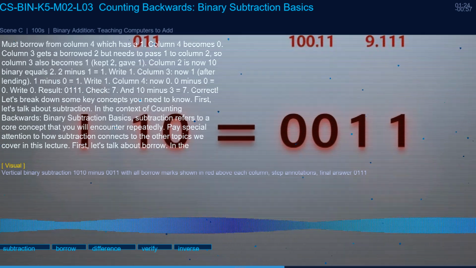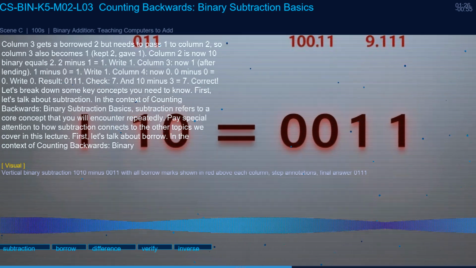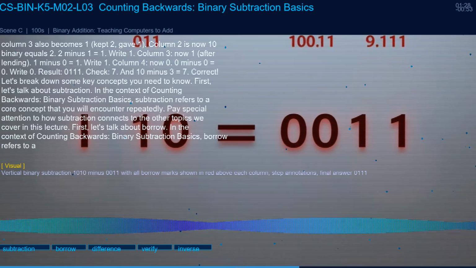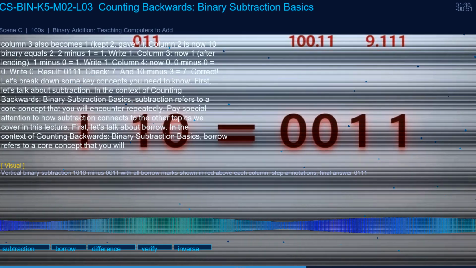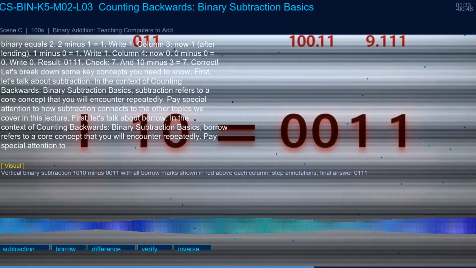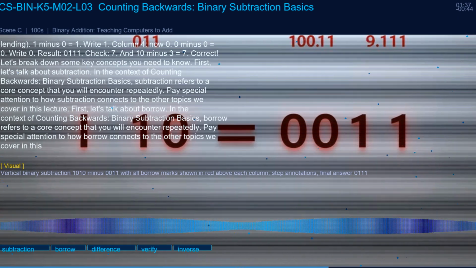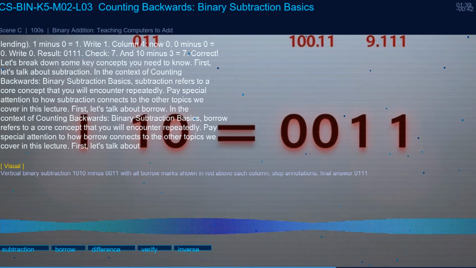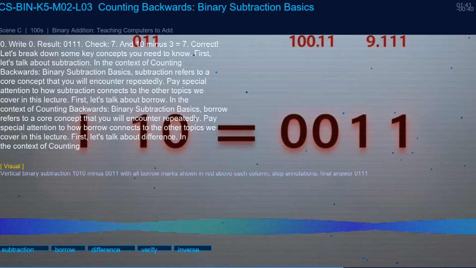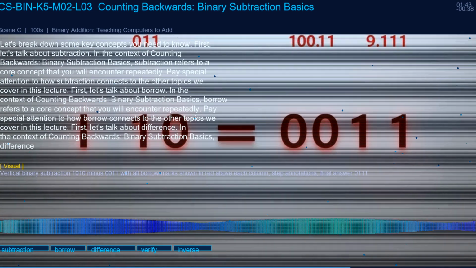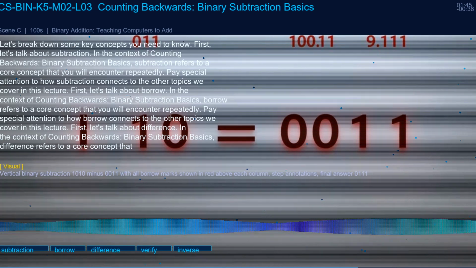Correct. Let's break down some key concepts you need to know. First, let's talk about subtraction. In the context of counting backwards, binary subtraction basics, subtraction refers to a core concept that you will encounter repeatedly. Pay special attention to how subtraction connects to the other topics we cover in this lecture.